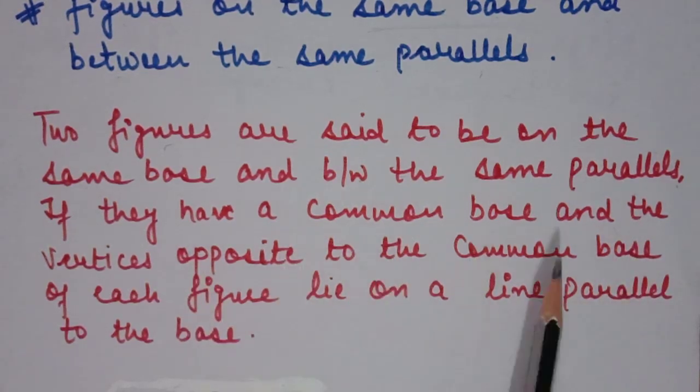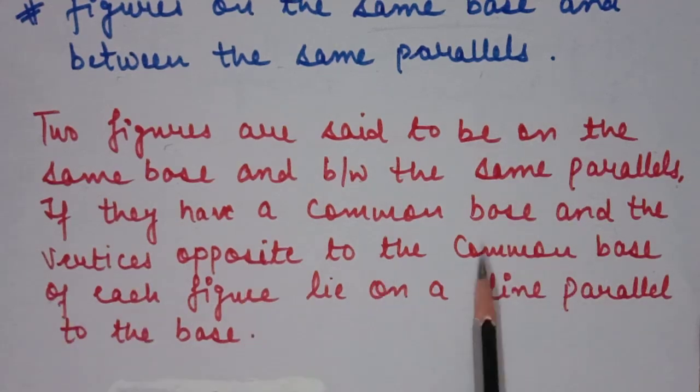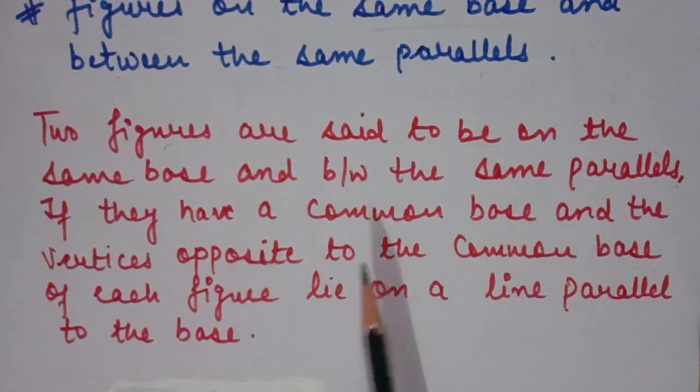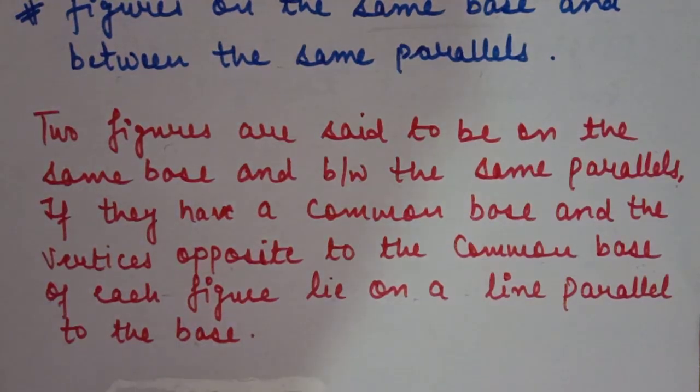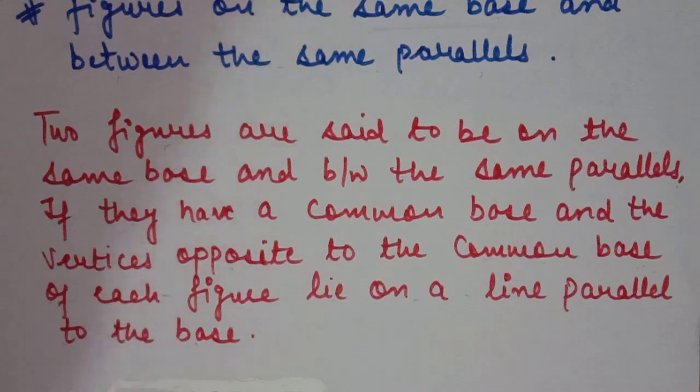If they have a common base, it means they have a common side, and the vertices opposite to the common base of each figure lie on a line parallel to the base. It means both figures stand on that common side, and the vertex opposite to the common base of each figure lies on a line parallel to the base. So how will it happen?